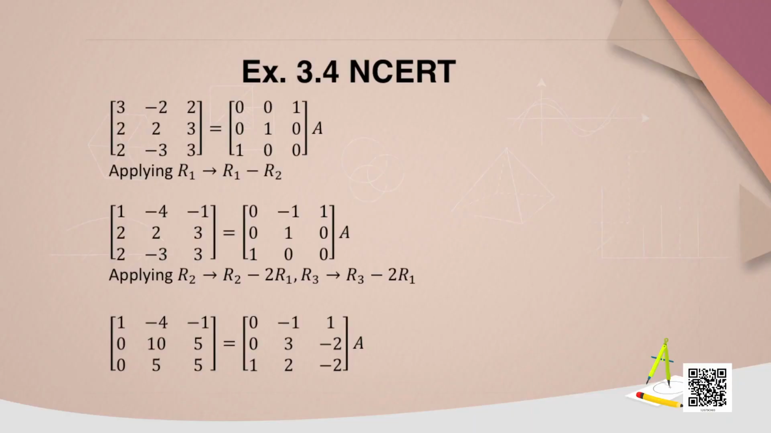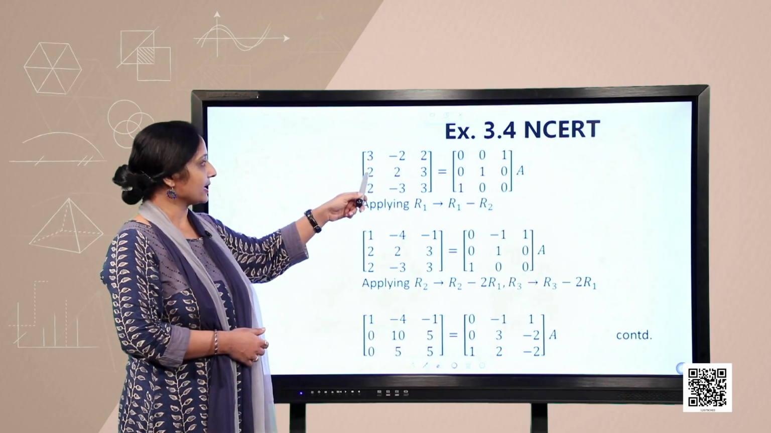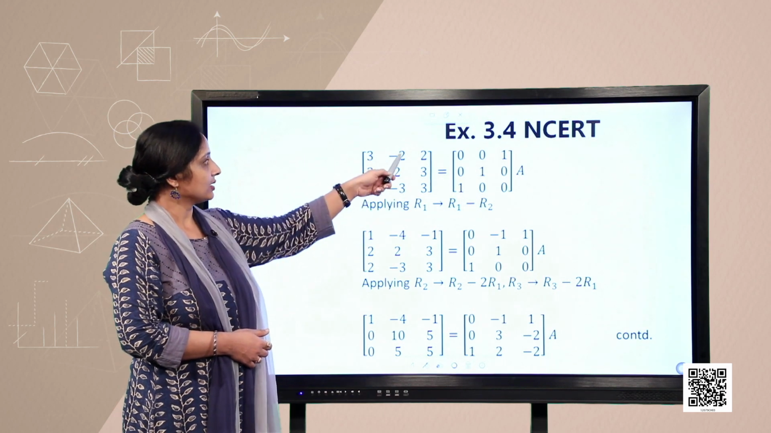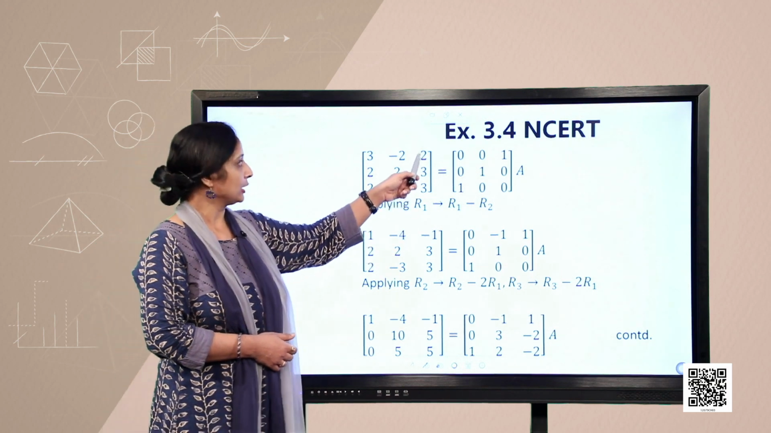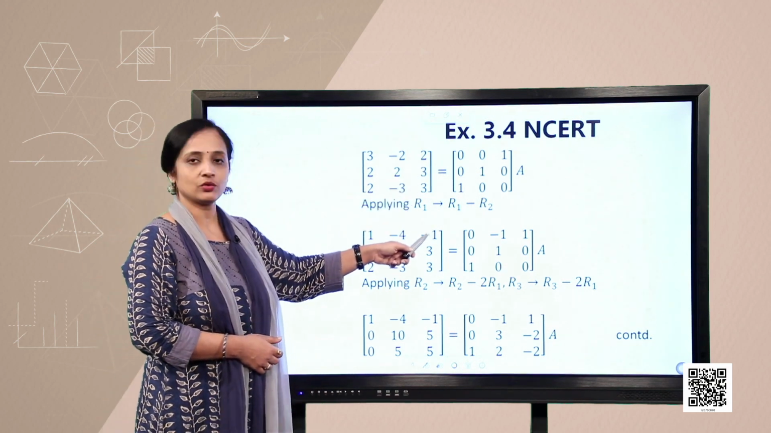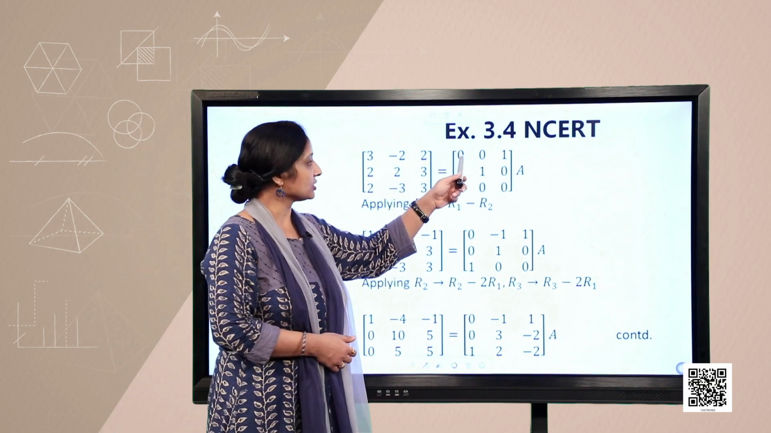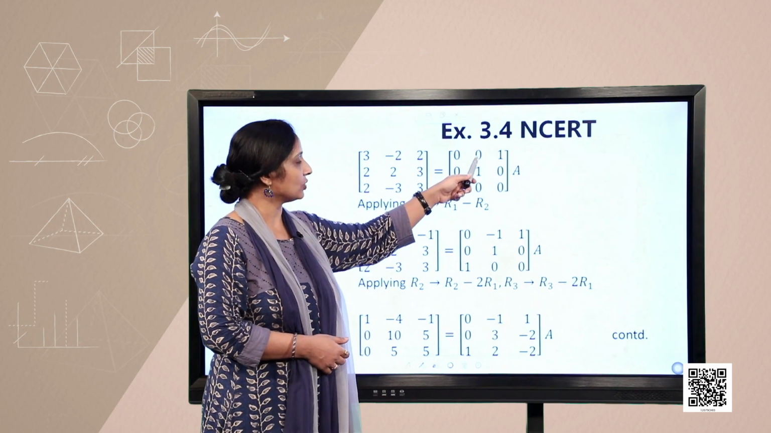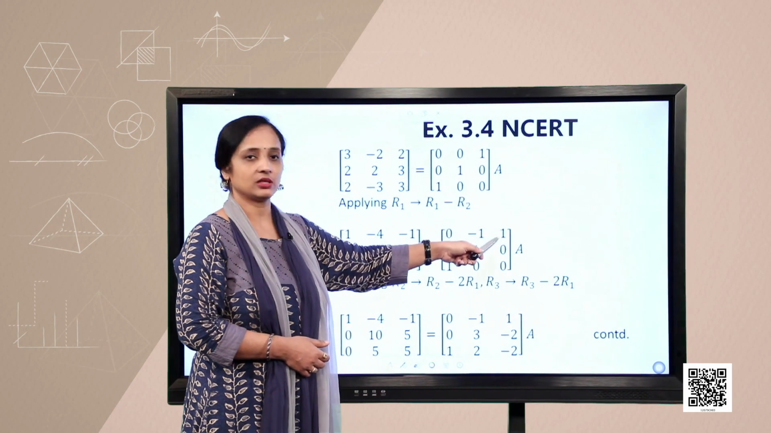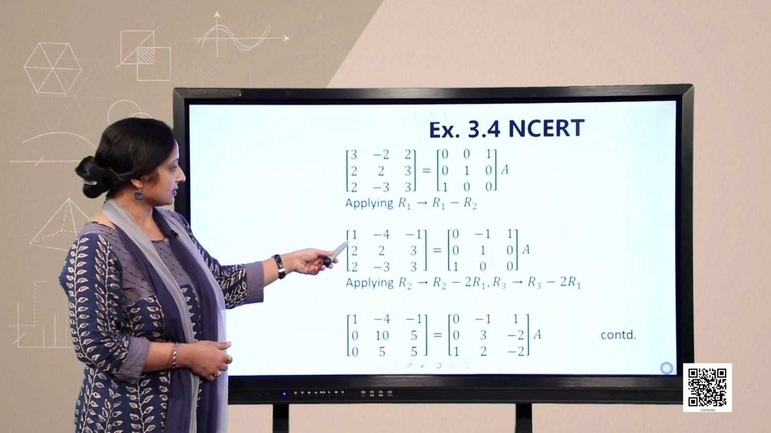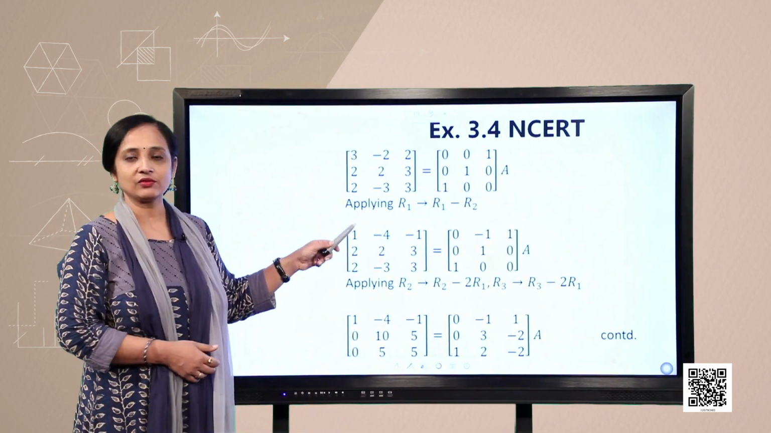So this was the previous step. Applying R1 changes to R1 minus R2. So 3 minus 2 will give you 1. Minus 2 will give you minus 4. 2 minus 3 is giving you minus 1. The same changes here: 0 minus 0, 0. 0 minus 1, minus 1. 1 minus 0, it's giving you 1. So the first step has been done by making A11 1.